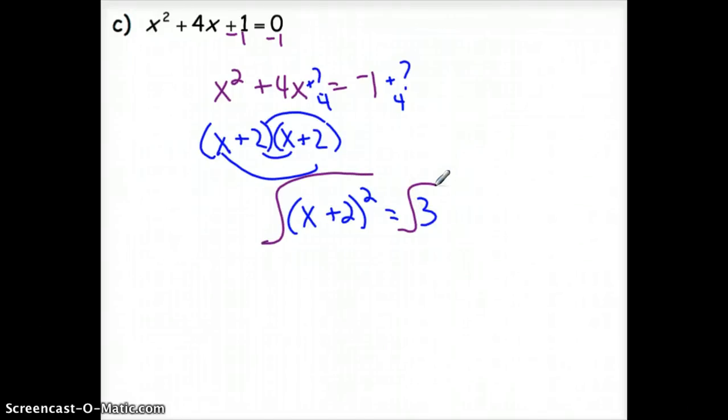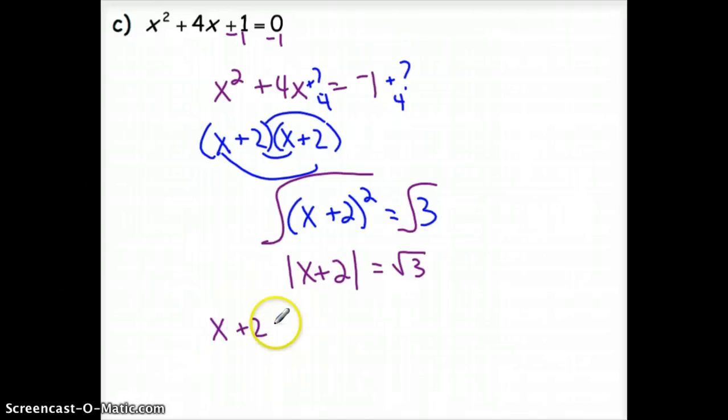So the square root of (x plus 2) squared, that's the absolute value of x plus 2. The square root of 3, I'm just going to leave that as the square root of 3, because it's not a perfect square, and right now I want to leave it exact. So now I have my two equations that I can write. I could say x plus 2 equals the square root of 3, or x plus 2 equals negative square root of 3.